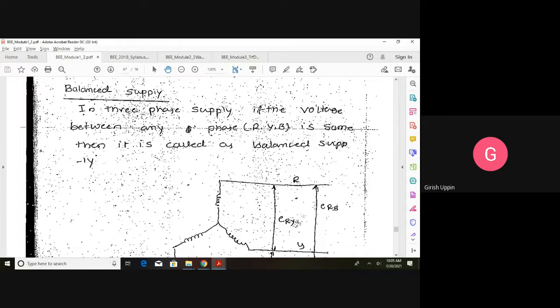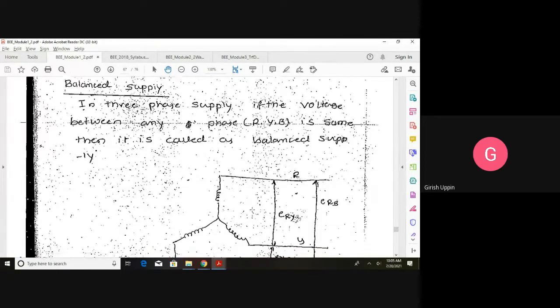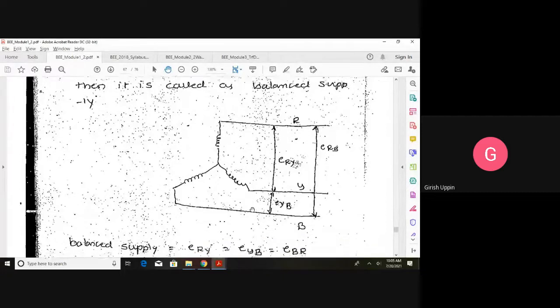And the third aspect is the coil. The number of turns used for each phase, the type of the material, and the dimension of the material are exactly the same. The conductor is exactly the same on all the three phases. That is how we can achieve a balanced supply. If we have a condition like that, then the voltage generated by R, Y, and B phases are exactly the same, and we call it a balanced supply.